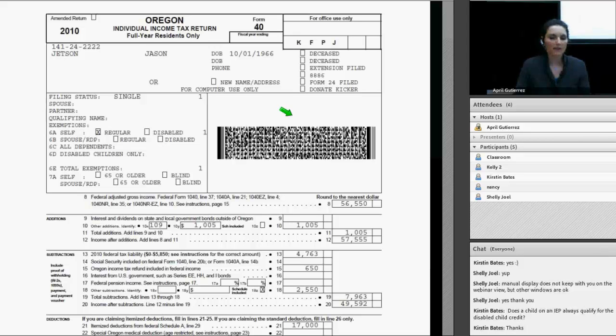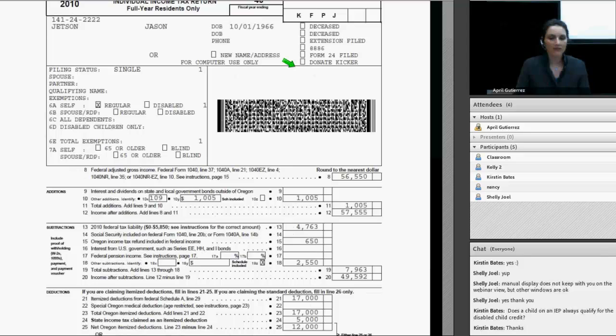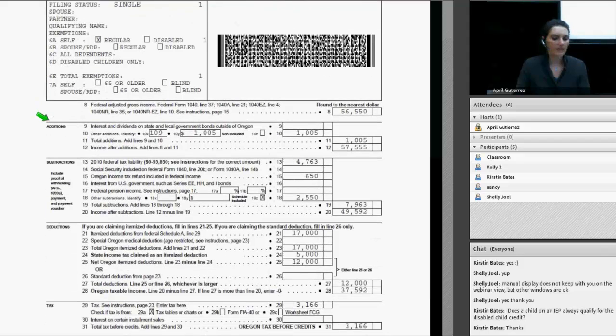And then it also has a checkbox for a new address, the checkbox for extension filed, checkbox for donate kicker. They're all there. And then, of course, we check a box for himself for his exemption, plus no other exemptions. He just gave money to his non-dependent nephew, right? Put it in the college savings plan.